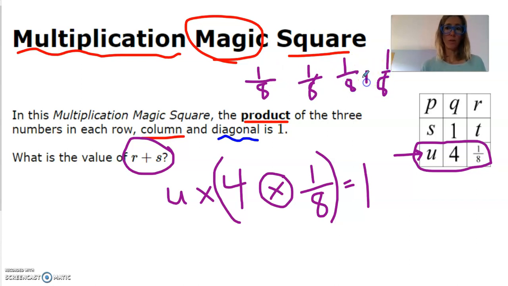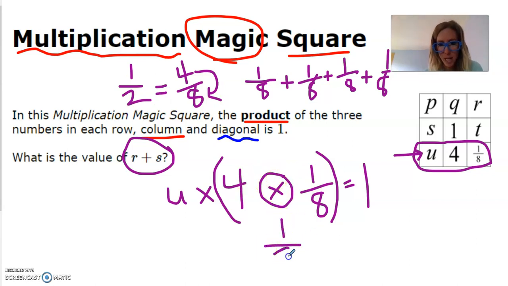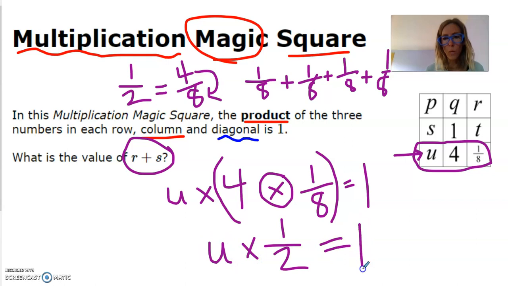And 4 of those put together, well, that would give me 4/8. And 4/8 is special because 4 is half of 8. So 4/8 is really equivalent to 1/2. So this chunk right here is just the same as 1/2. So now I have 1/2 times some number U equals 1.